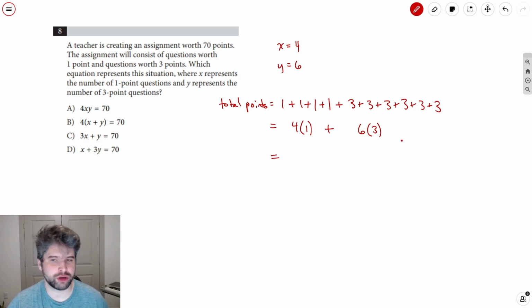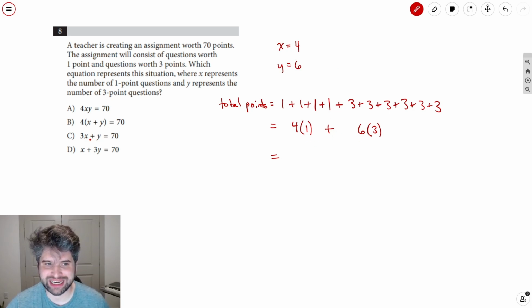Now you could compute the total number of points here. You could say, okay, the total number of points on this test is 4 plus 6 times 3 is 18, so 22 points total on this assignment. Well, that's not 70 points. We chose the wrong x and y. That's why. But that's not the goal here.